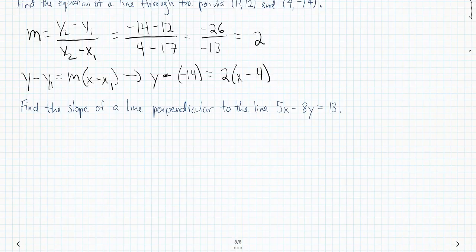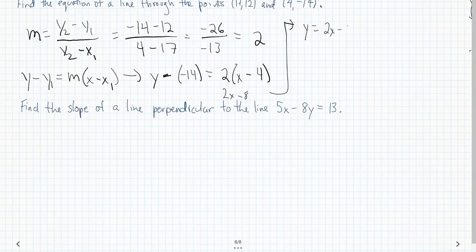Notice I switched up what's x1 and x2. If you have a question, I'm happy to answer it, but you can even try the other one. Make sure you can simplify it down to the same thing. So notice this makes 2x minus 8, and we'll take that negative 14. It becomes y plus 14, but we'll have to subtract it over to the other side. So we get y equals 2x minus 8, and then minus 14. And so y equals 2x minus 22.